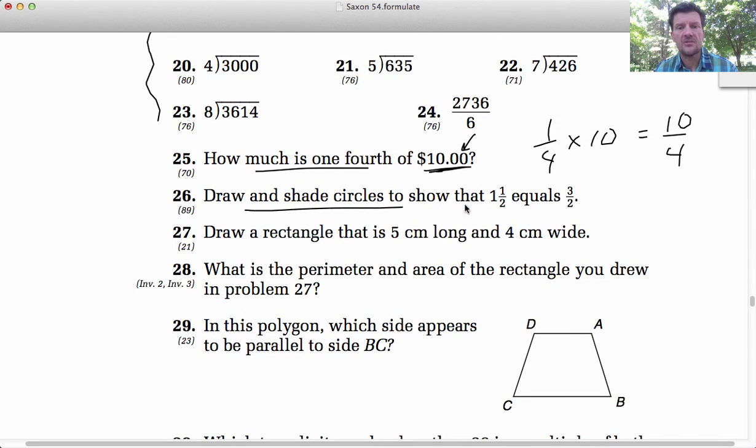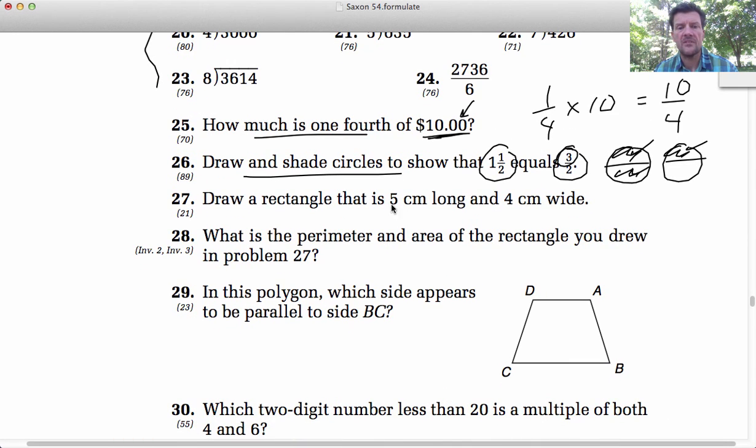Draw and shade circles to show that 1 1/2 equals 3 halves. So 1 and then half. So I want a total of 3 halves shaded. 1, 2, 3 halves.